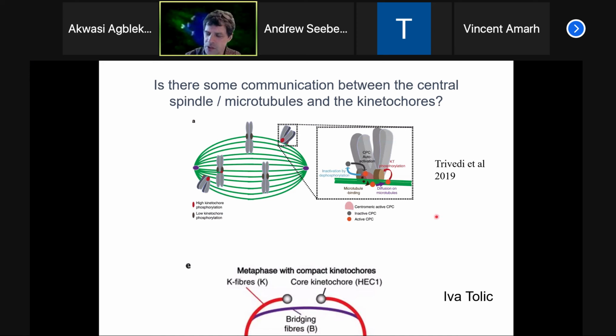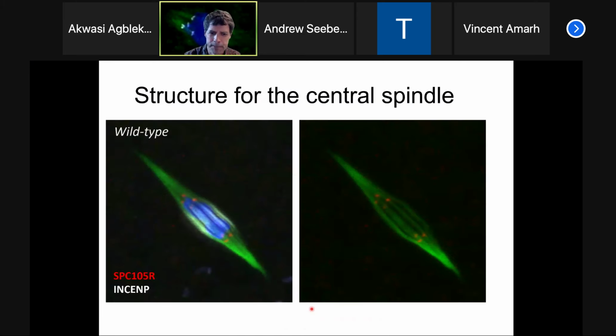And also Iva Tolić, who suggested that kinetochores ride along bridges of microtubules, which we refer to as the central spindle, and that they use this, what she calls a bridging fiber, and we would call the central spindle, in order to separate. So there is some interesting evidence out there which is consistent with our suggestion that the central spindle is so important for regulating what the kinetochores are doing.